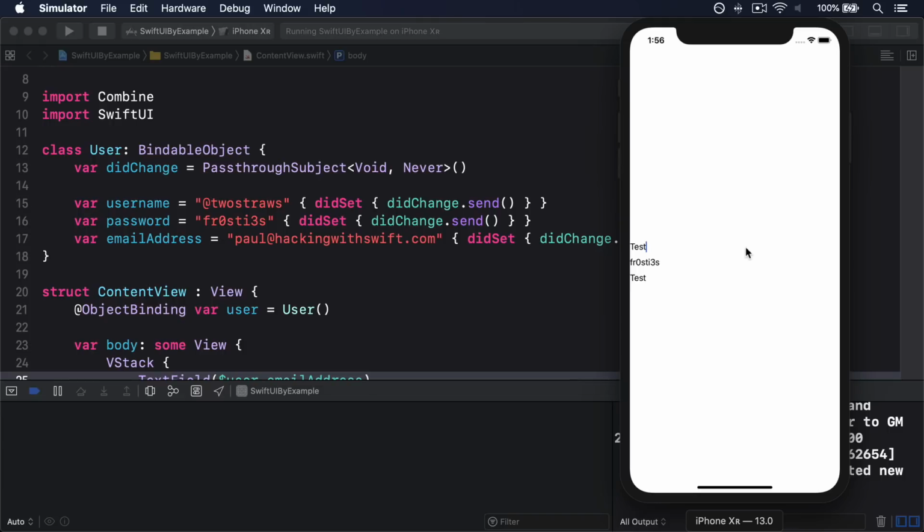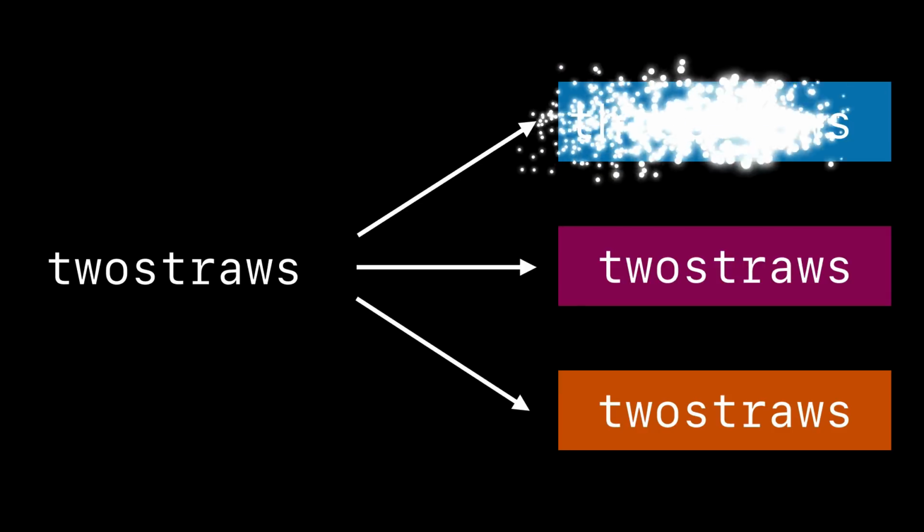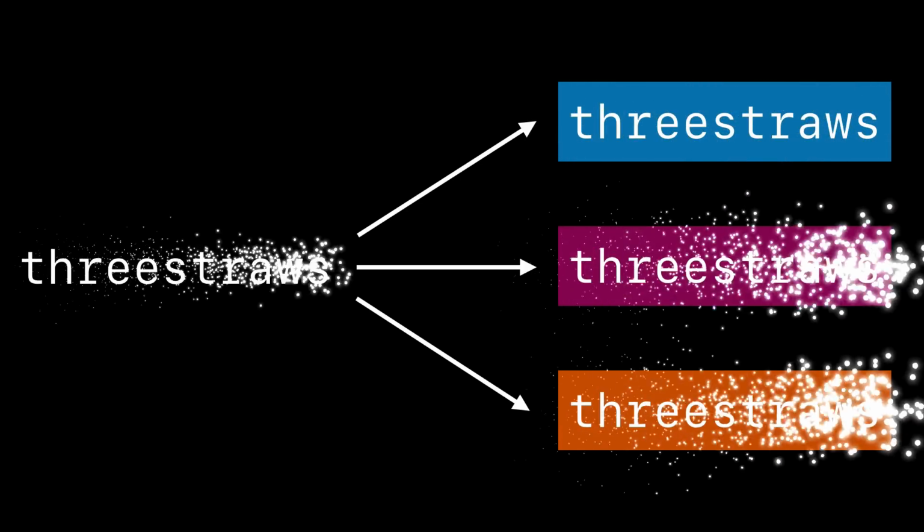And now that our SwiftUI view is watching, it'll detect those changes and reload the view. Even better, because we're using a class, we can now share that single user instance in many parts of our app. And SwiftUI will automatically keep them all up to date. So if one view changes the username, all the other views will automatically update. Please just stop and think for one moment about how amazing that is.